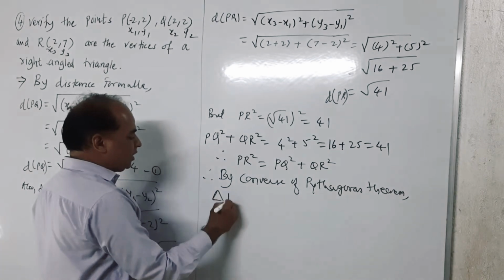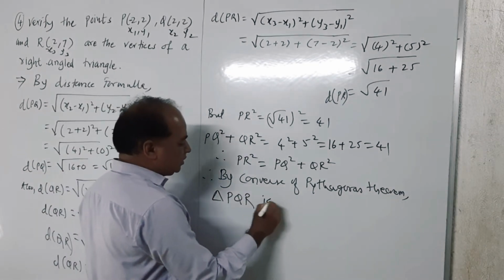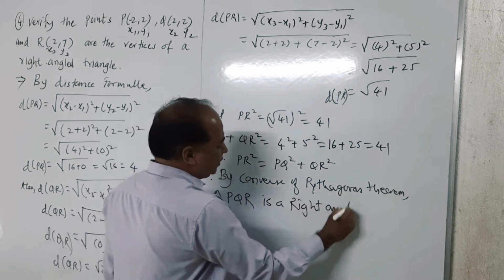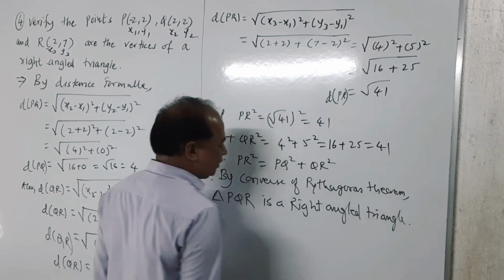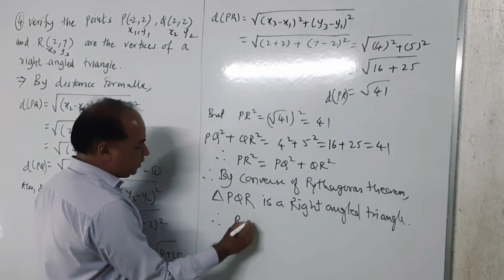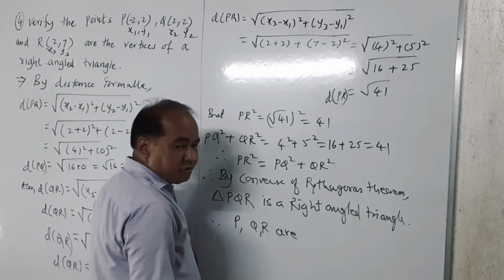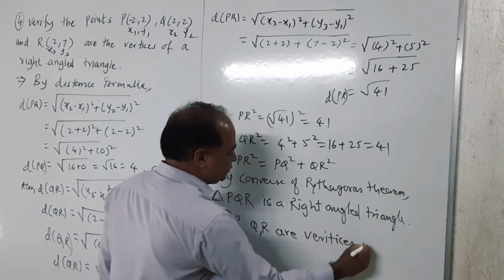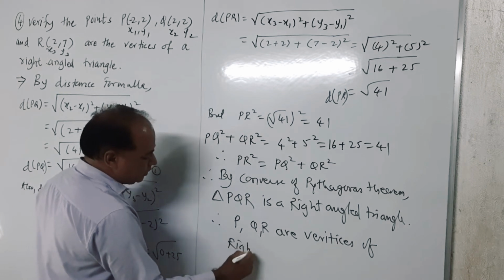triangle PQR is a right angled triangle. Therefore, points PQR are vertices of a right angle triangle.